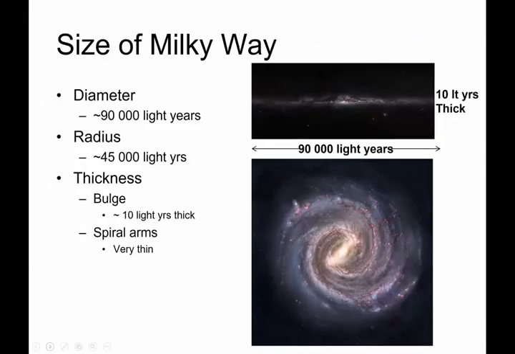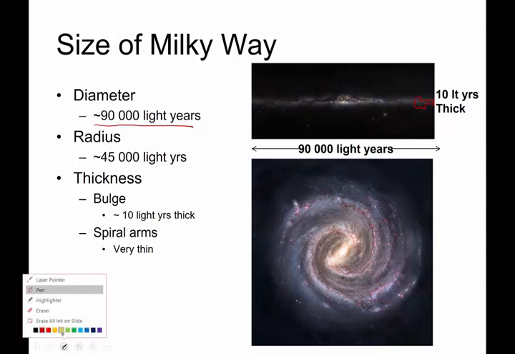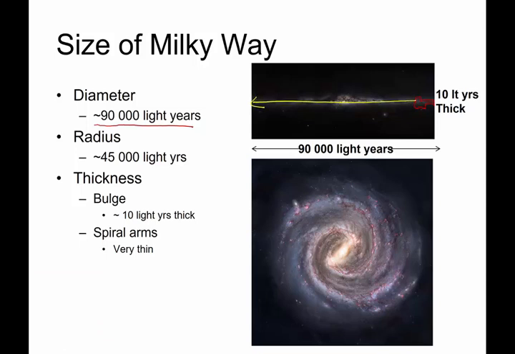So how big is the Milky Way? Well, the Milky Way has a diameter of about 90,000 light years. Now that means if you are on one side of the galaxy and you shone a flashlight from over here, and you turned your flashlight on and then turned it off, 90,000 years later, the light would hit the other side of the galaxy. So that is an incredibly huge object. The radius, from the center to the outside edge, is about 45,000 light years.